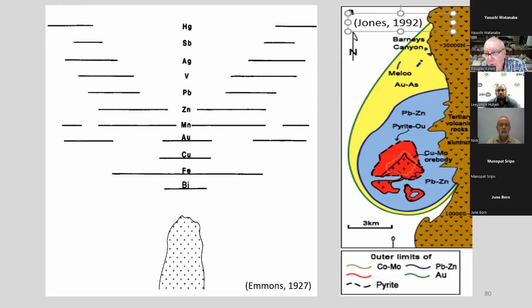So we have the Bingham porphyry copper deposit, which is the red area in the center. And then outbound of that is the Car Fork lead zinc skarns and carbonate hosted mineralization. And finally, right at the margin is the sediment hosted deposits at Melco and Barney's Canyon.